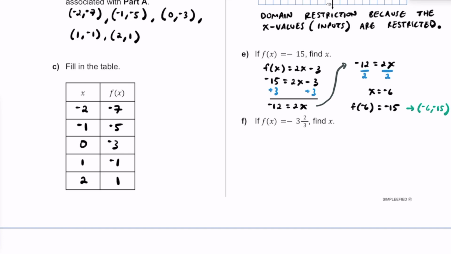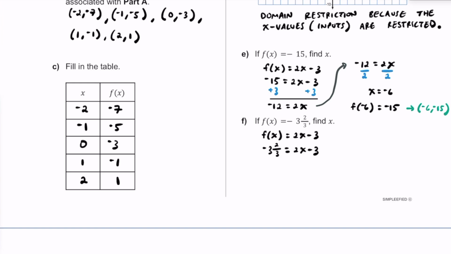All right, one more follow-up question. This is just another output. We're going to find the input that's associated with it. So let's see. We know our function is f of x is equal to 2x minus 3. So let's just start by writing the original function here. F of x, or the y value here, is going to be negative 3 2/3. So I guess just practicing with some fractions here. That's equal to 2x minus 3.